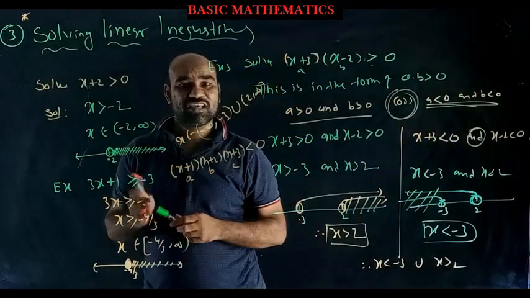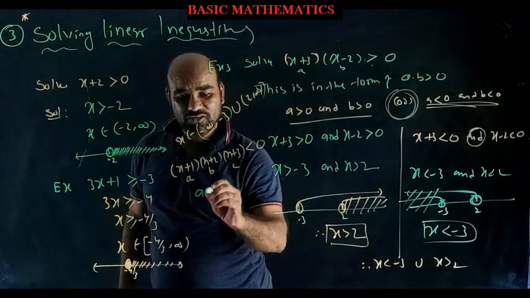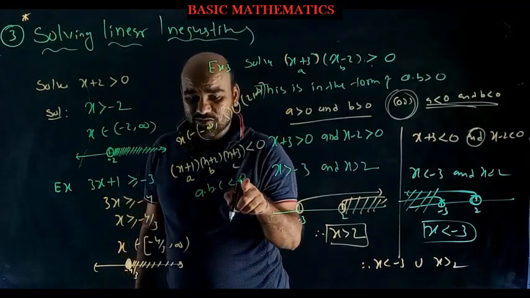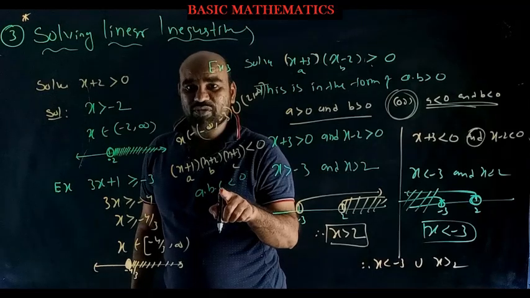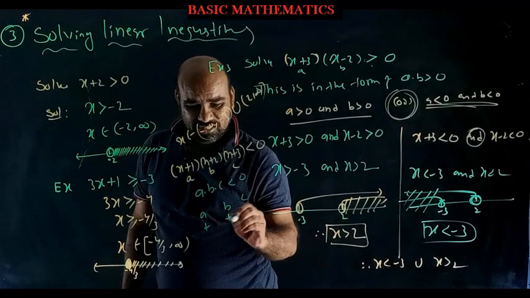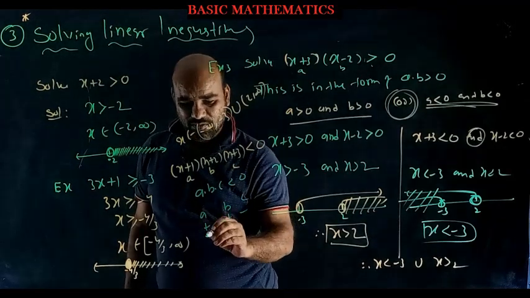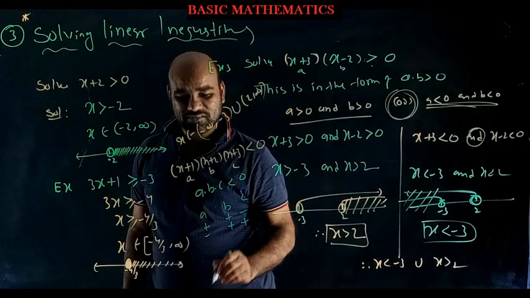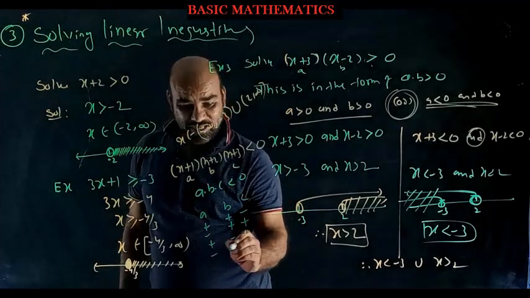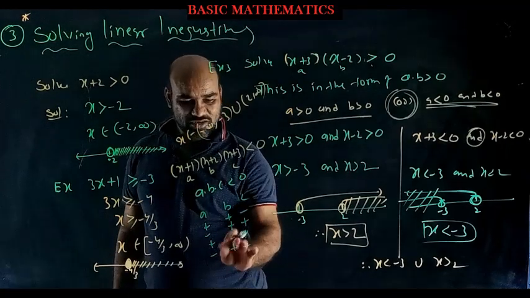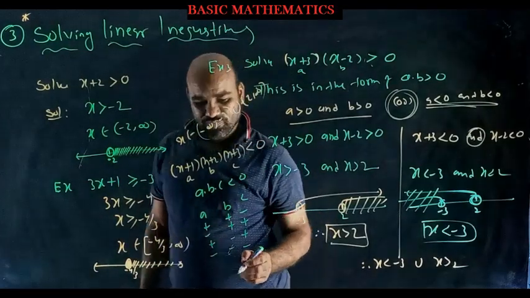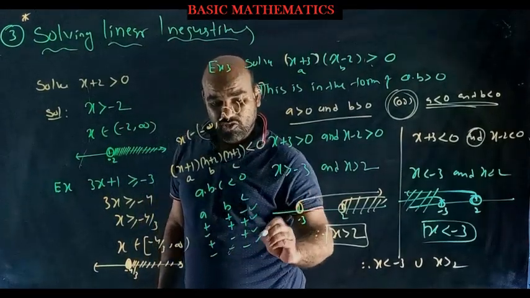But here several cases will arise. A into b into c should be less than 0. The product of three numbers should be less than 0. These two may be positive, this may be negative. I will write like this here, a, b, c. Plus plus minus, one possibility; minus plus plus, another possibility; plus minus plus, another possibility; minus minus minus, another possibility. Product should be negative, no? So here there are 1, 2, 3, 4 possibilities.